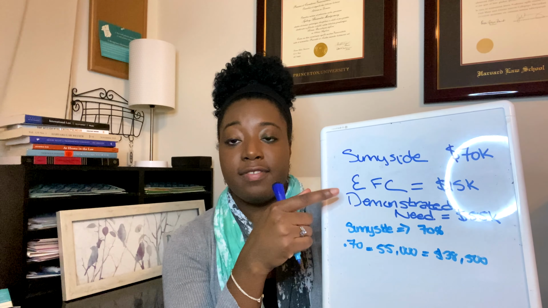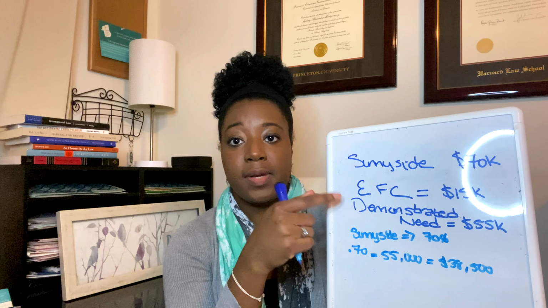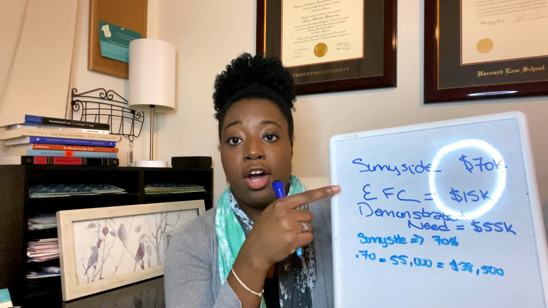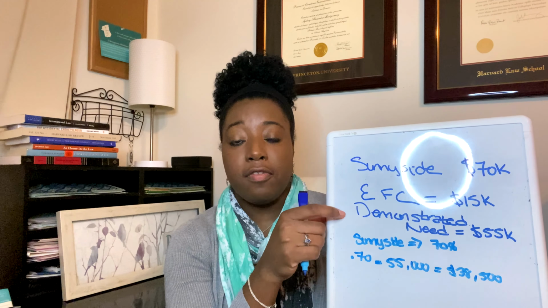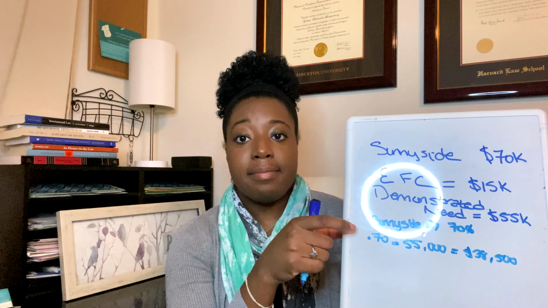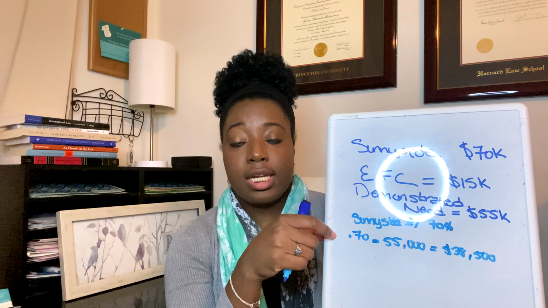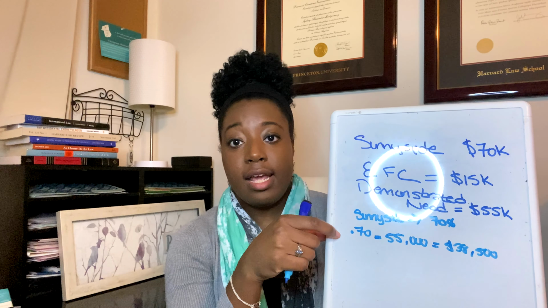Your family needs $55,000. That's the difference between how much the school costs and how much theoretically you're able to afford. They're not going to meet this whole $55,000. Sunnyside might give you $38,500 because that's 70%, and on average they meet 70% of need.